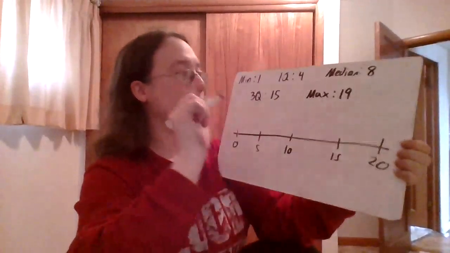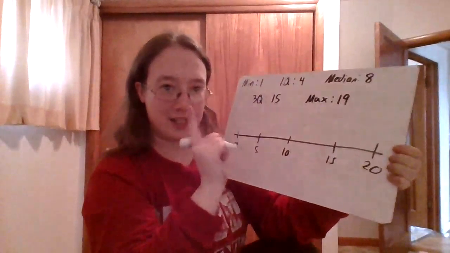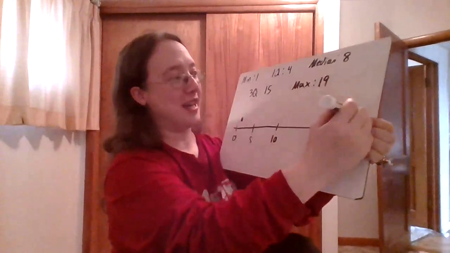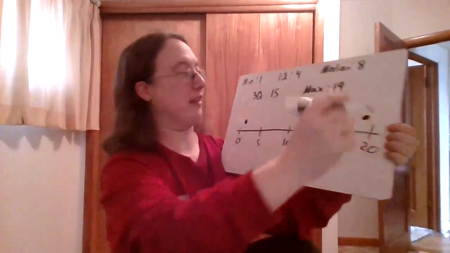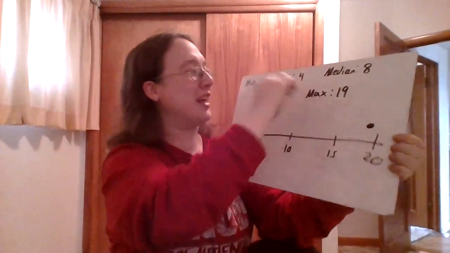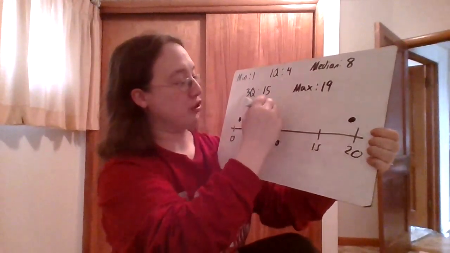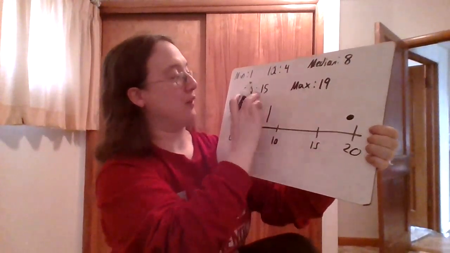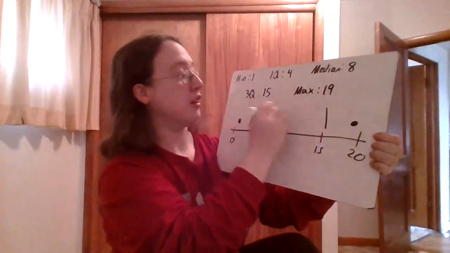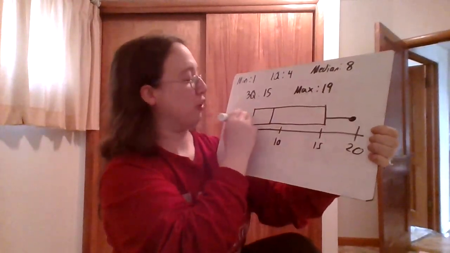What's going on with our box plot is your minimum and your maximum are going to get dots. So we're going to have a dot at 1, which is a little bit more than 0, and a dot at our maximum, which is 19, a little bit less than 20. The other 3 are going to get lines. We're going to have a line at 4, a line at 8, right about here-ish, and a line at 15. And then we're going to draw a box, which is why this is called a box plot.